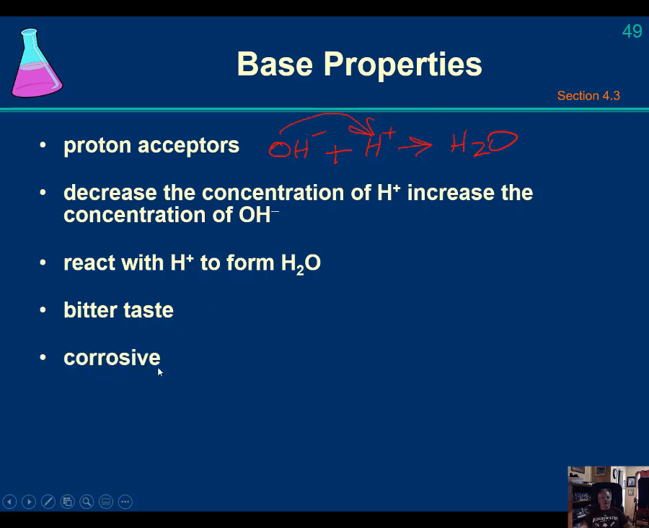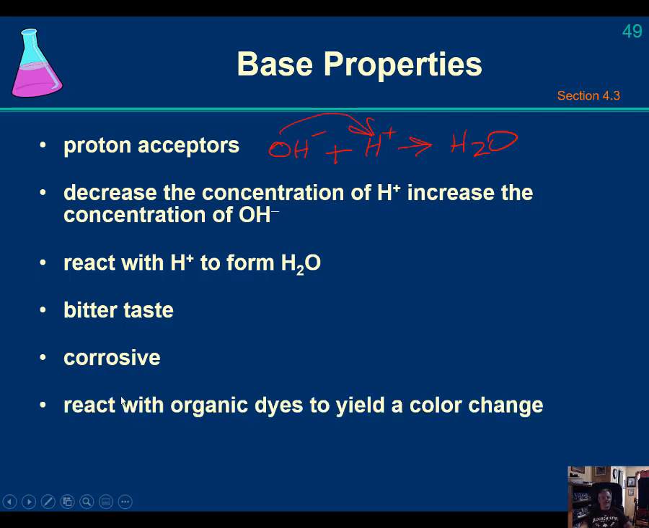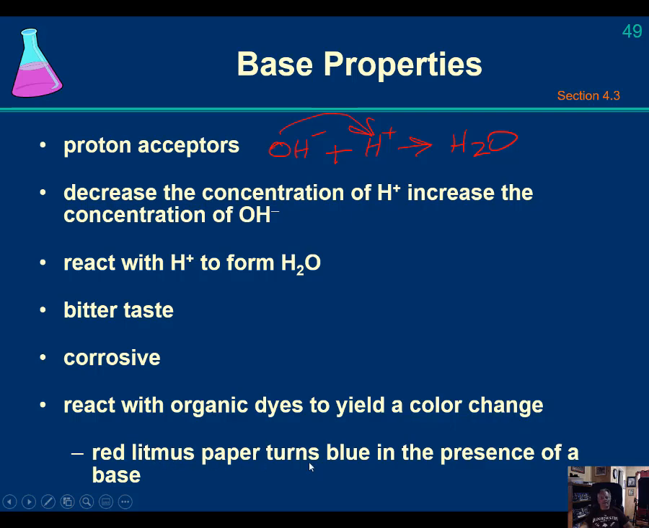They are corrosive, or they can be corrosive. You can dissolve some metals in bases. They react with organic dyes to yield a color change. Red litmus paper will turn blue in the presence of a base. And again, the universal litmus paper will turn from tan to blue in the presence of a base. So bases turn litmus paper blue.